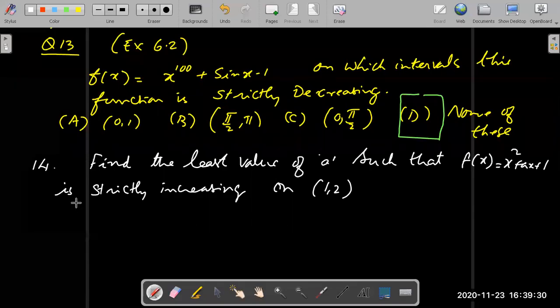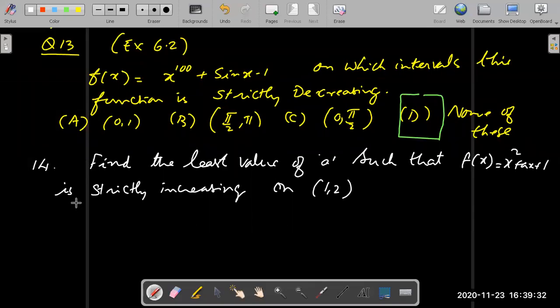Okay, so continuing the exercise 6.2, the 13th question. He has given four options to check on which interval this function is strictly decreasing. So when we differentiate this, we'll get 100 x to the power of 99 plus cos x.